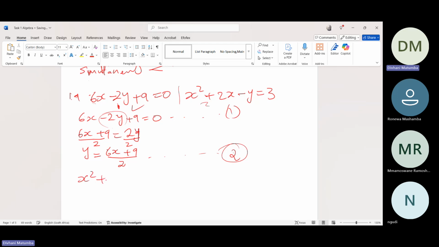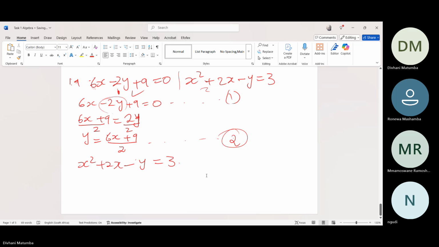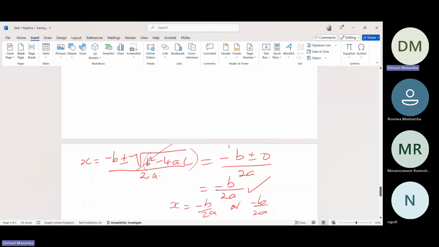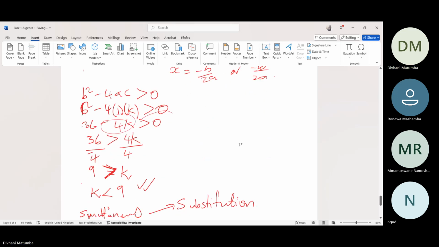Now, x squared plus 2x minus y is equals to 3. So if I'm trying to create a space, okay, add a page.